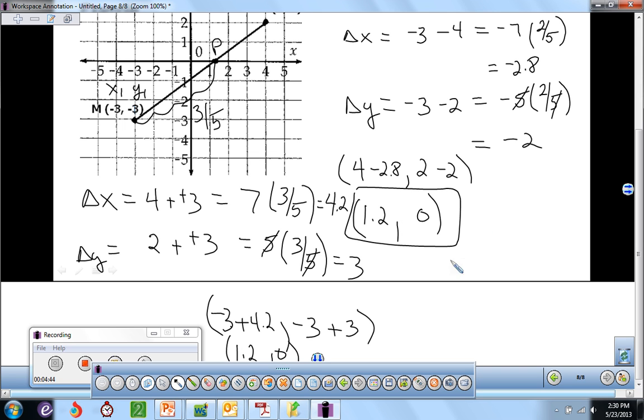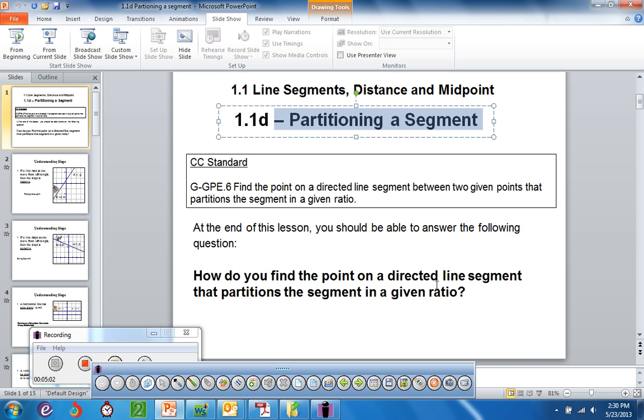Again, when you're doing the practice problems, you don't have to do it twice. I just want to show that if you use the correct ratio, it doesn't matter. And be careful with your signs. It doesn't matter which one you use. You should end up with the same answer for your point P. Now, going back to the essential question: how do we find the point on a directed line segment that partitions the segment in a given ratio? That's what we went through and did in these videos.